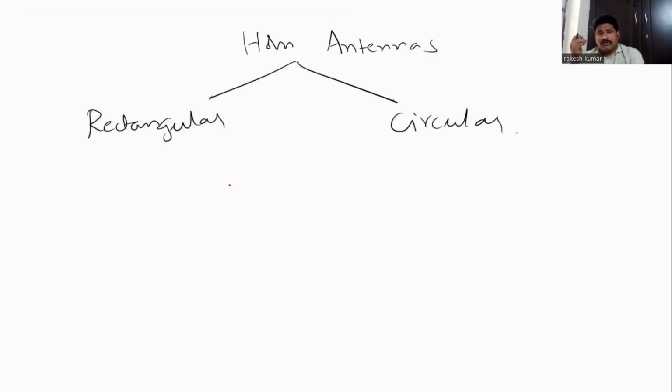What are the different types of horn antenna? Okay, so horn antennas are of two types. One is the rectangular horn antenna, the other one is the circular horn antenna.